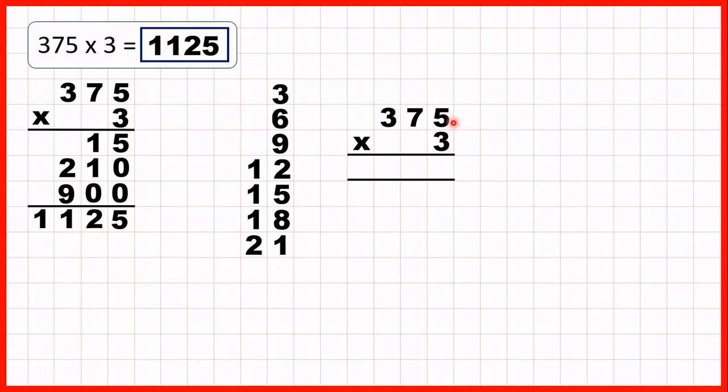There is another way of multiplying, so if we write it out again, we could do it as a short multiplication. So starting with 5 times 3, we have 15, so 1, 5. Then onto our next column, we have 7 times 3, which is 21, plus 1 is 22, so that's 2, 2. And then finally, we have 3 times 3, which is 9, plus 2 is 11, so that gets us our answer.